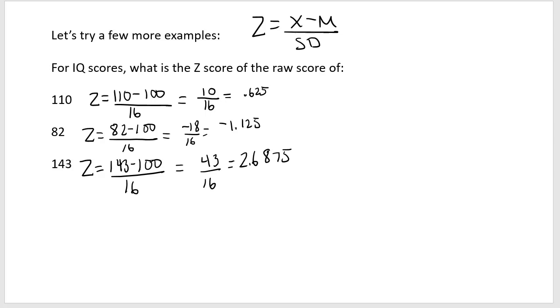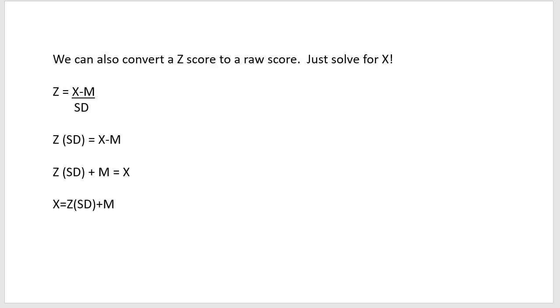Now, there is another application here, and we're going to briefly discuss how we convert z-scores back into raw scores. Algebraically, all we really need to do in order to find a formula to convert a z-score to a raw score is to take our z formula and then solve for x. So if you're mathematically minded, you'll follow this logic and we'll get down to x equals z times SD plus m. So in order to find a raw score from a z-score, we take the z-score, we multiply it by the standard deviation, then we add the mean to it.